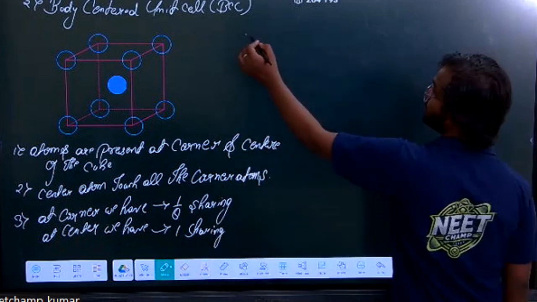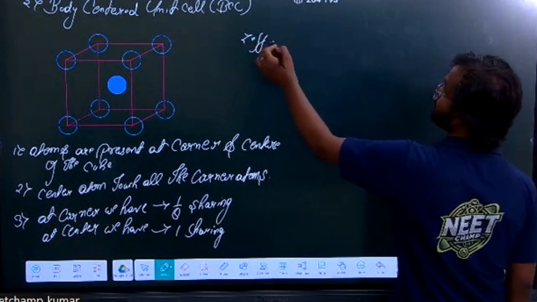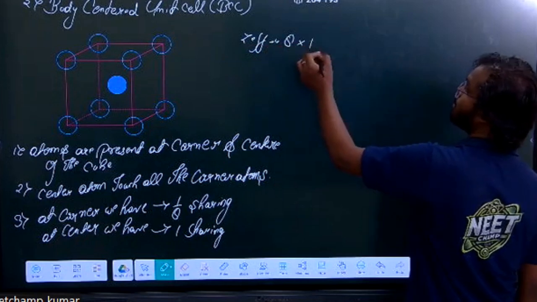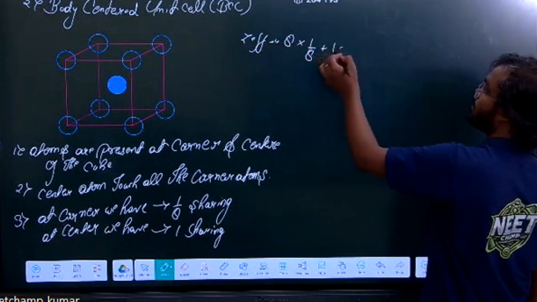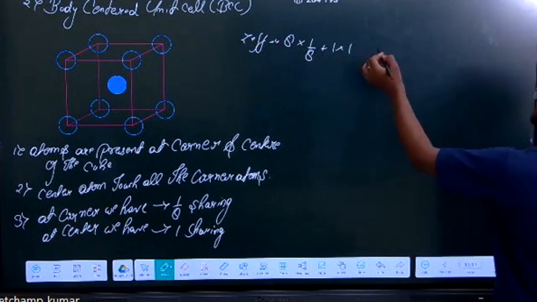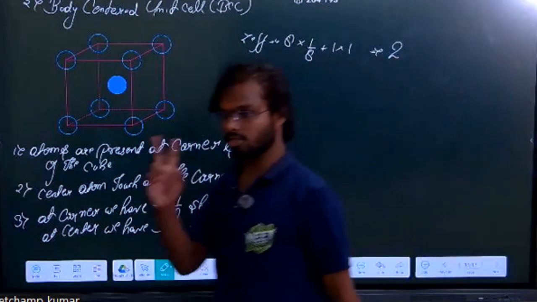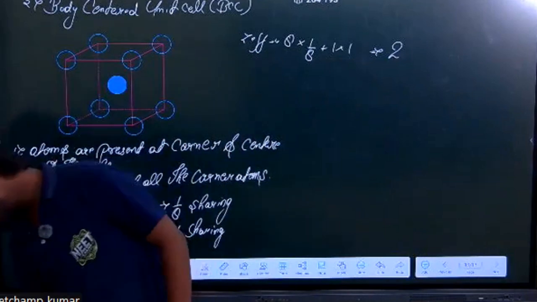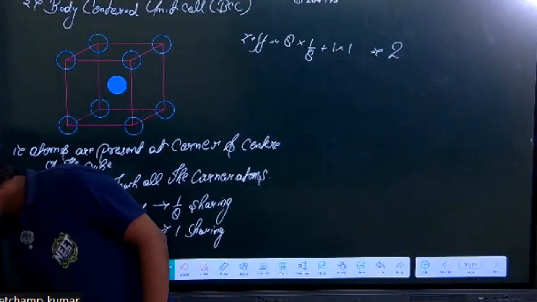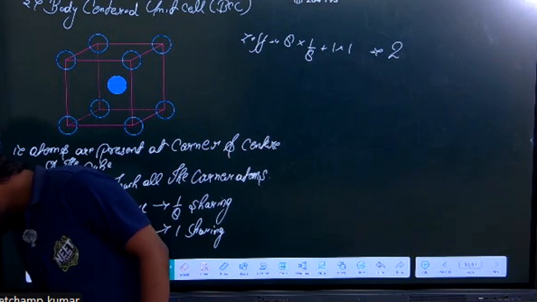So if I ask you what is Z effective: 8 atoms at the corners multiplied by the sharing 1/8, plus one atom at the center multiplied by the sharing 1. So Z effective will be 2. There are effectively 2 atoms in a body centered cubic cell. Clear?